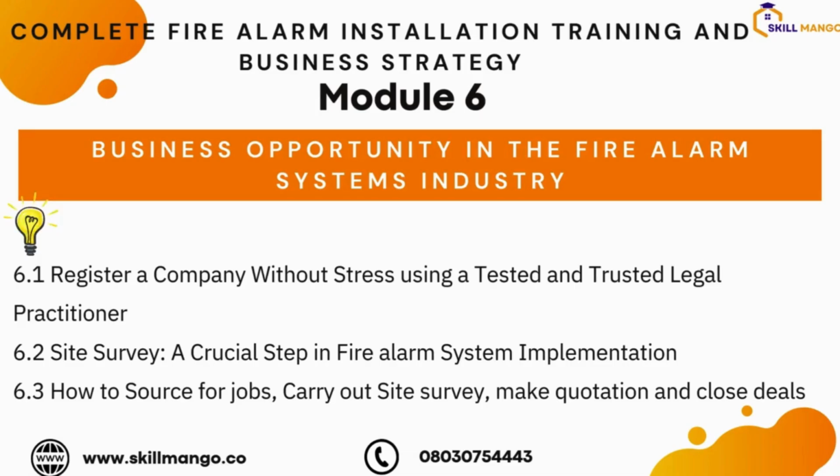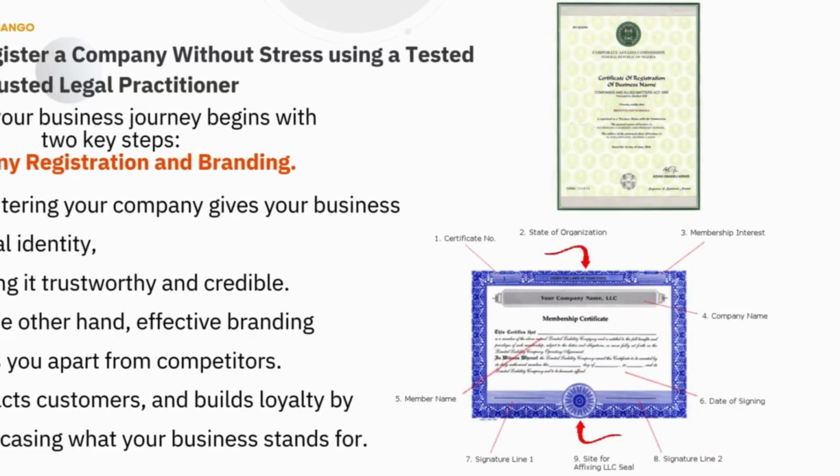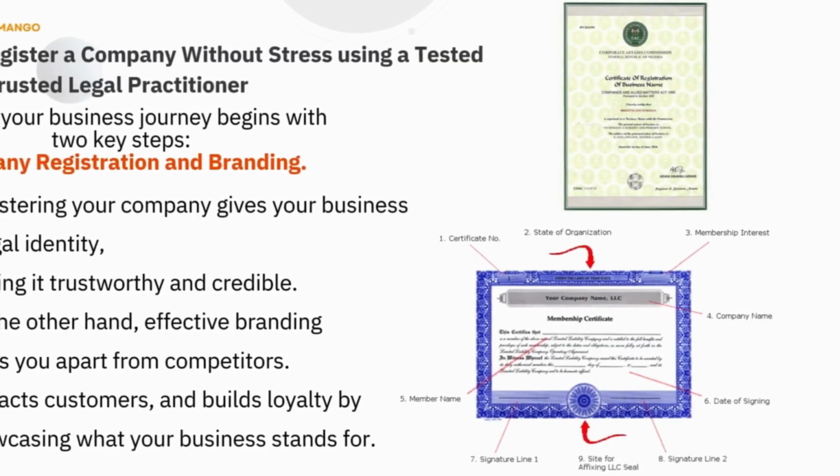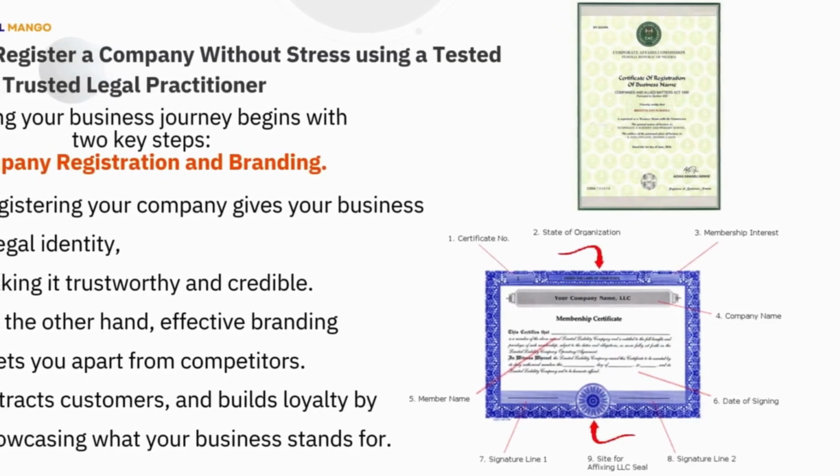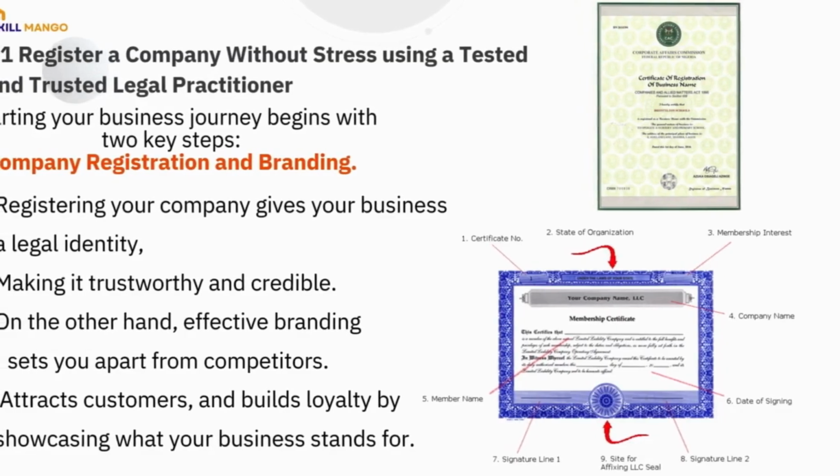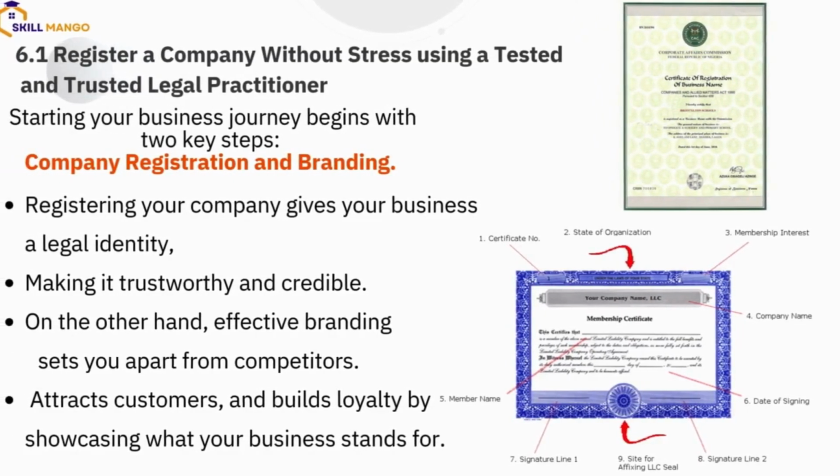Some of us already have a company, but some are just still upcoming and have not really had the time to register a company. They're just using their names. We're going to be talking about the benefits in this particular module, and we'll talk about the site survey and how to source for jobs and make quotations, to close deals. Because the aim of this training is for you to have all this information and how to convert it to deals and to sales.